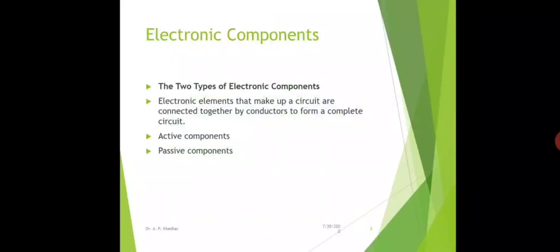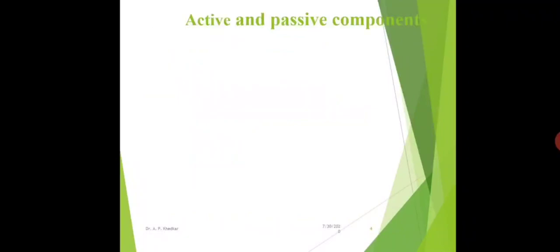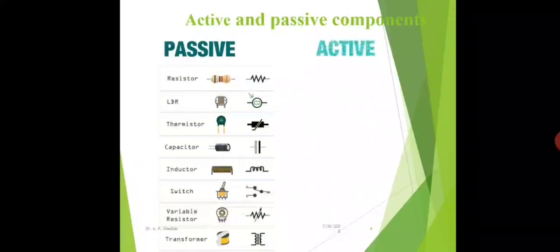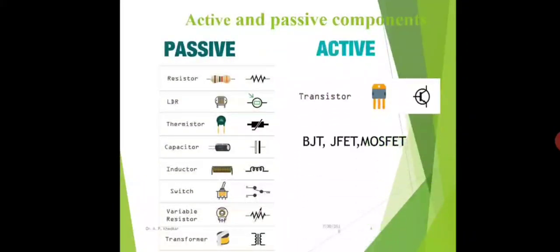There are two types of electronic components. These components are named as active and passive components. These components are used to build a circuit by connecting these components together with the help of wires or conductors. Now you may be having a question in mind: what is the meaning of active and passive components?